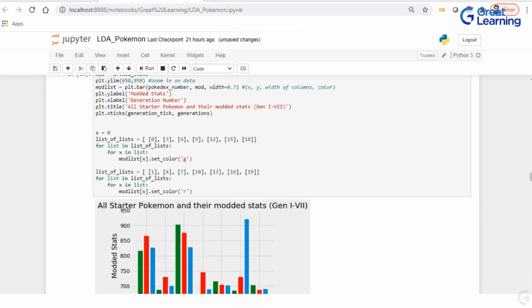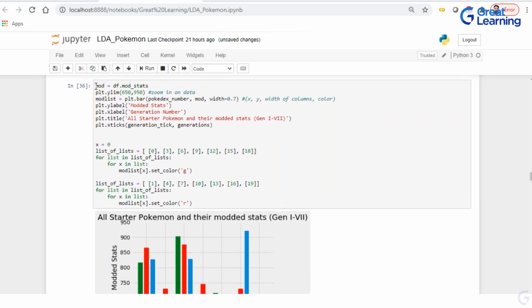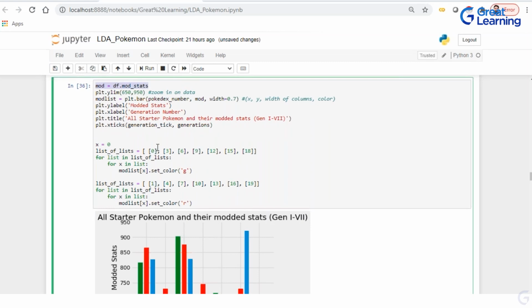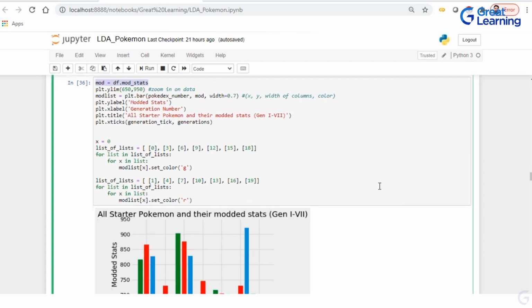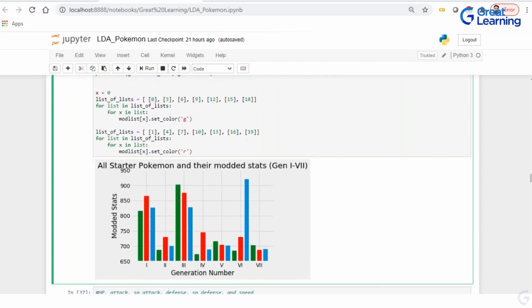So what we did was create the modular, which is more like a moderate stats, where we were trying to put everything together so we can average that out. We plotted those for the key, let's say, generation number. We wanted to find out for all the starter Pokemon what's happening as far as their moderate stats is concerned.